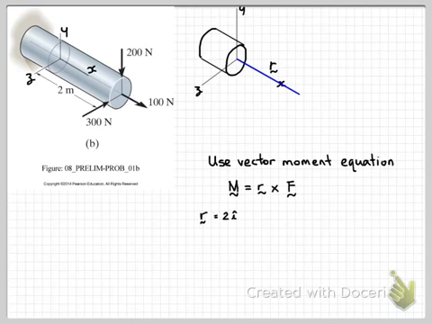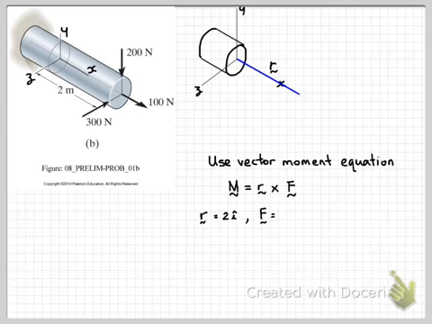So in this case, r is equal to 2i, right? So it's 2 meters in the x direction, which has the unit vector i. If you're unsure about what I'm doing here, I have another video on vector algebra that you can look at to refresh your vector operations and vector notation.